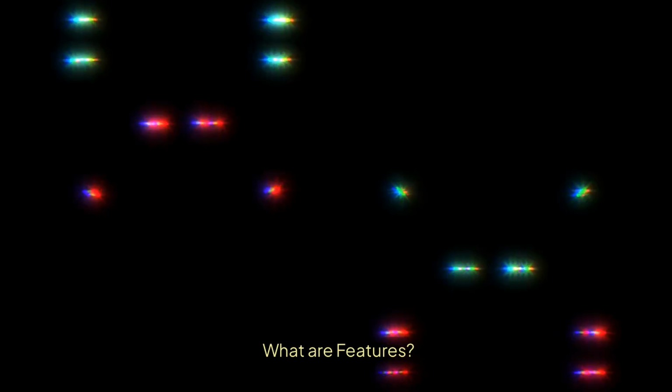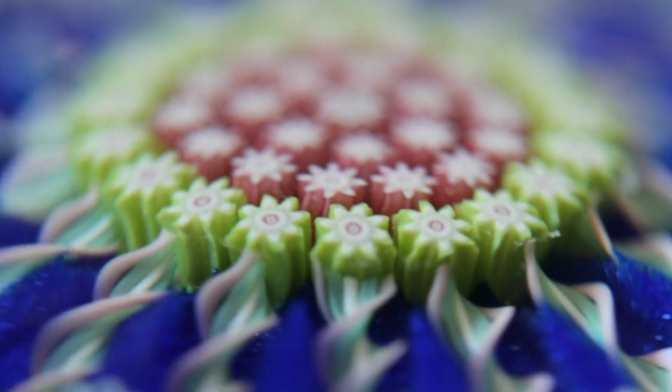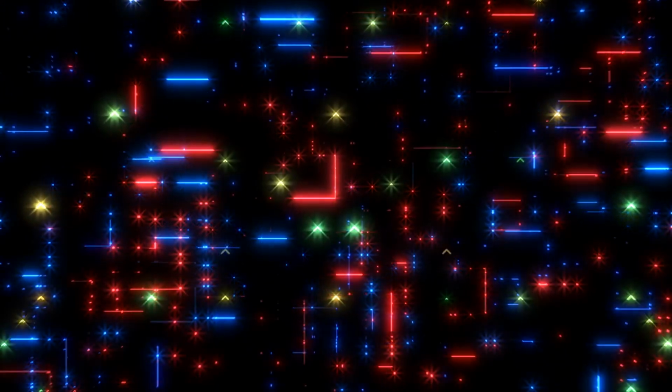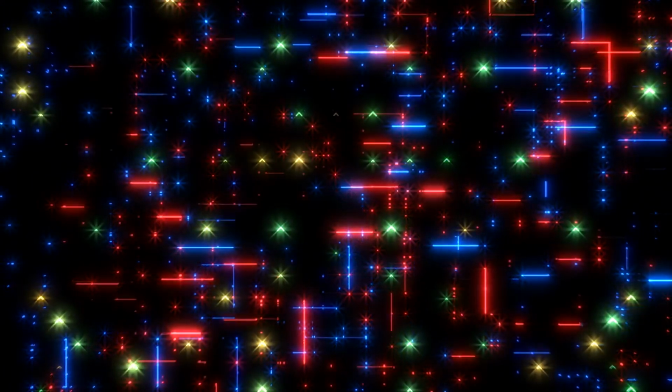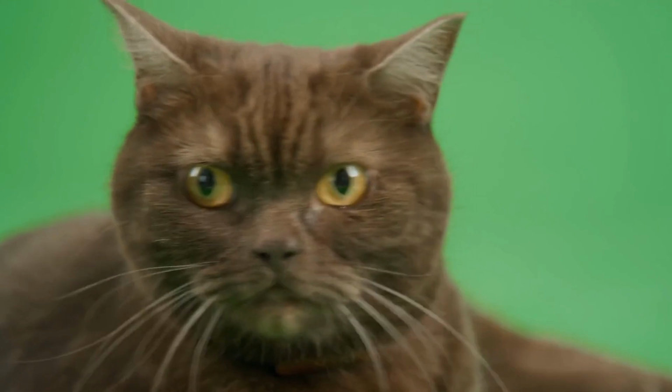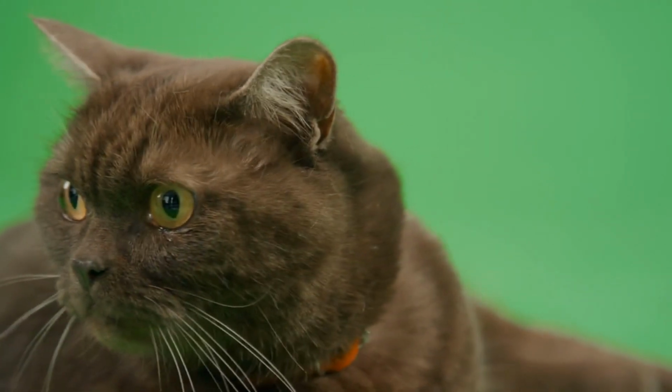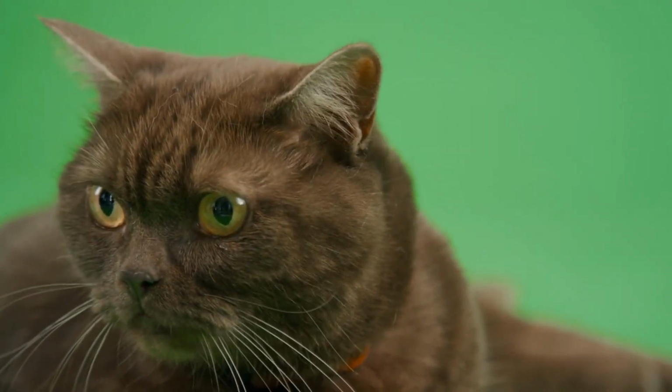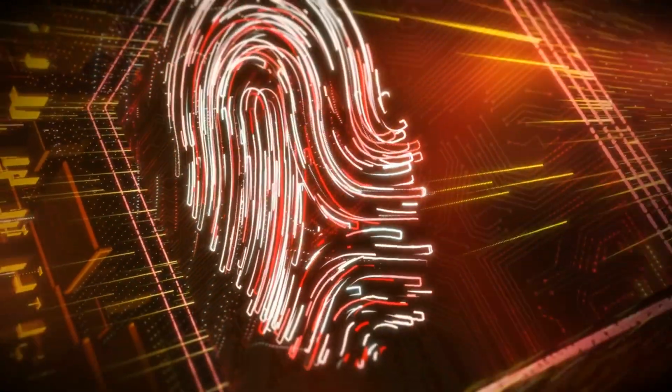What are features? Features are the distinctive elements that define an object or scene. In an image, features could be edges, corners, colors, textures, or even shapes. For example, a cat's features might include its whiskers, ears, and tail. These features are like fingerprints for objects, unique and identifiable.